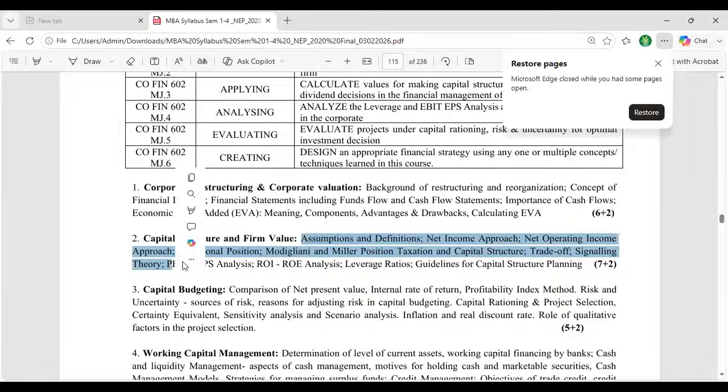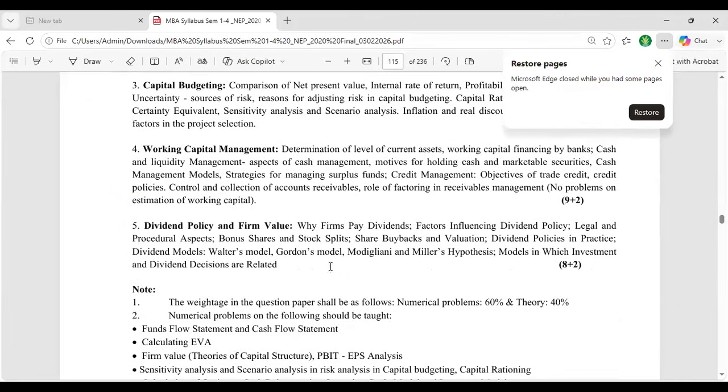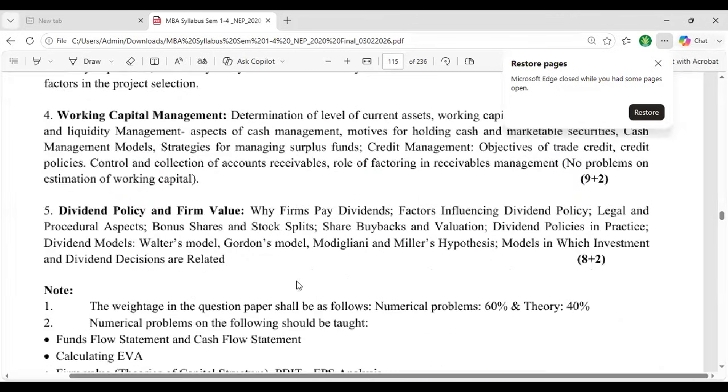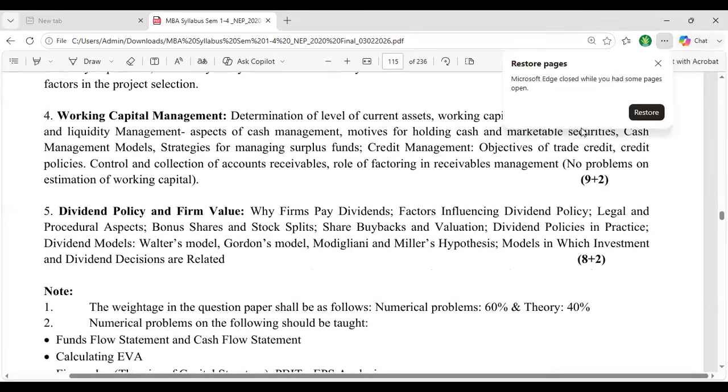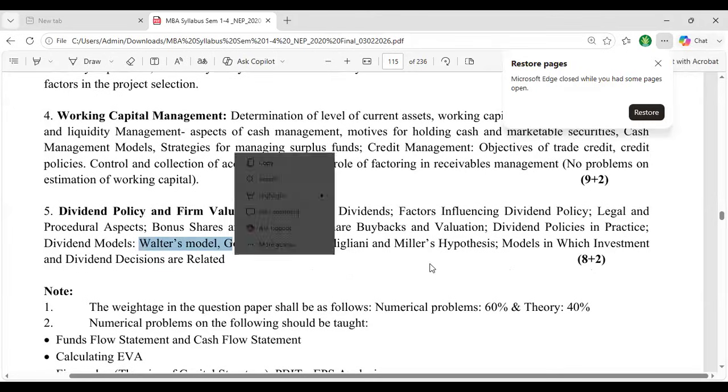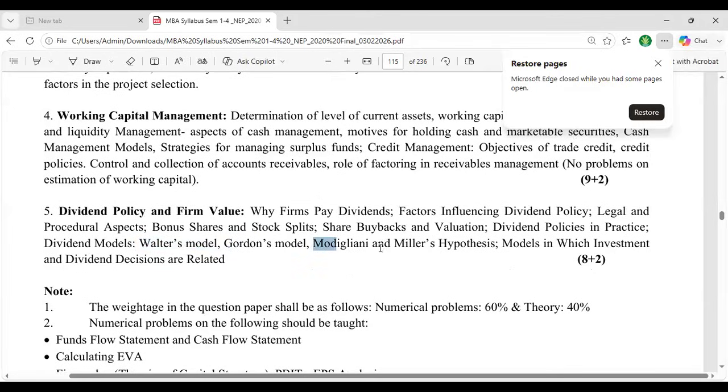We're dealing with the last part. So considering this, if I just scroll down to the last part, the fifth unit, I'll just zoom it for reading purpose. The fifth unit, again we have theories. And if you see the theories, it talks about the Walter model, Gordon model, and again the Modigliani-Miller.